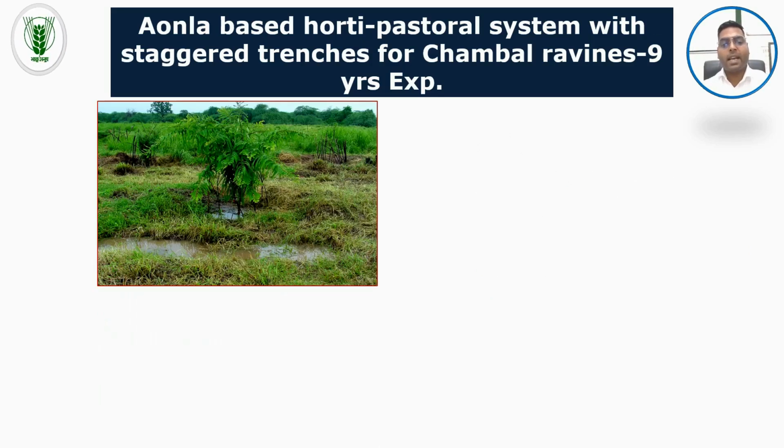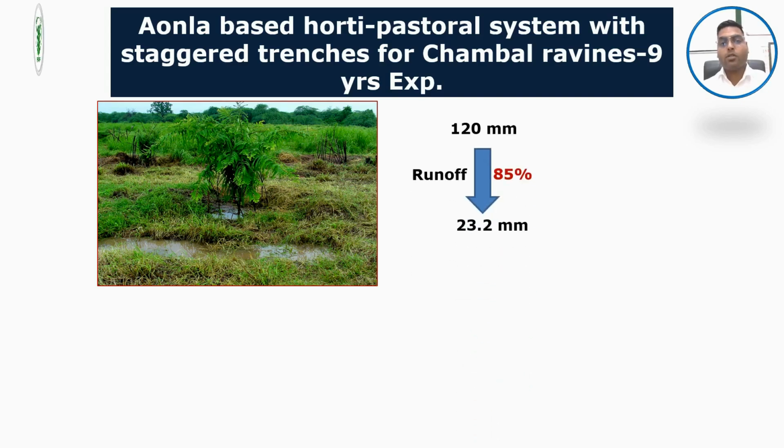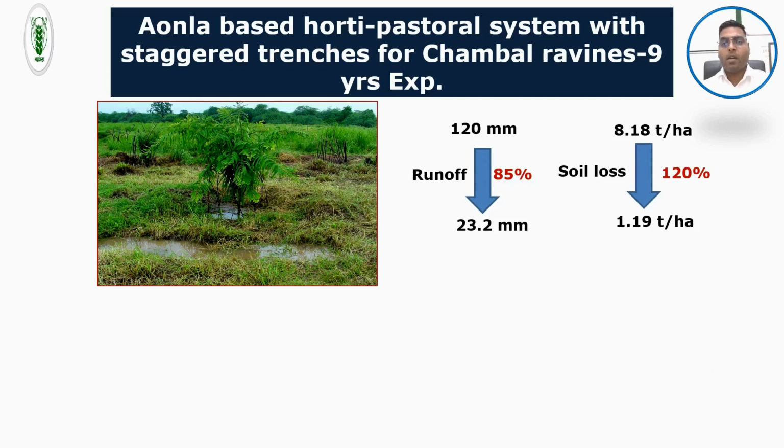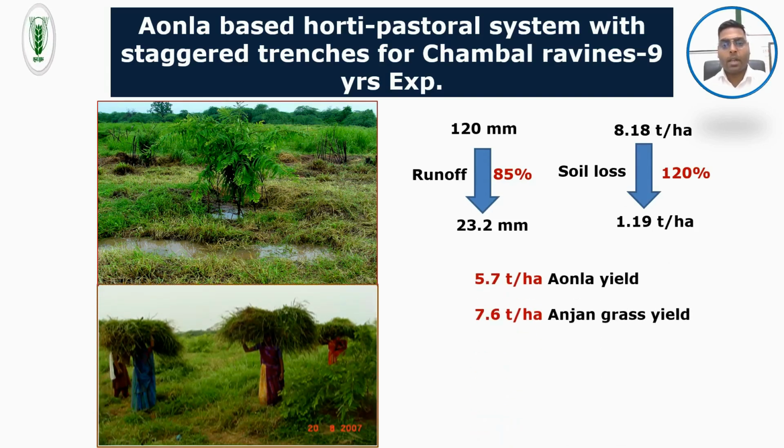In Chambal ravines, a 9-year experiment showed that Aonla-based system with staggered trenches reduced the runoff by 85% and soil loss by 120%. The maximum Aonla yield was 5.7 ton per hectare and 7.6 ton per hectare of Anjan grass yield was recorded. So this highlights the effectiveness of integrating fruit trees with pasture species.